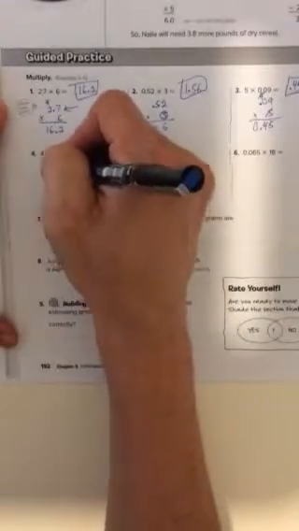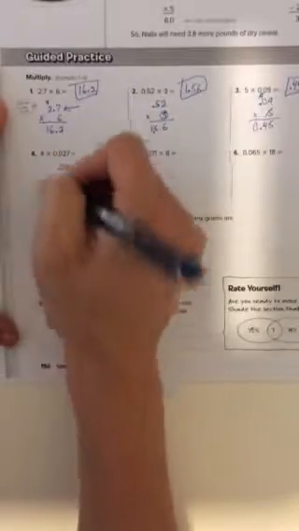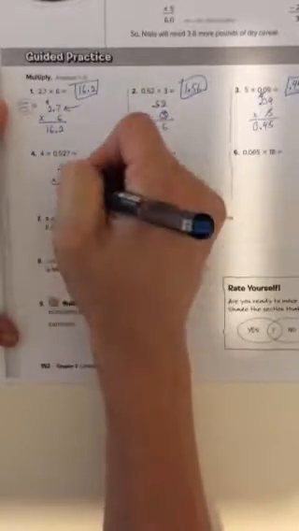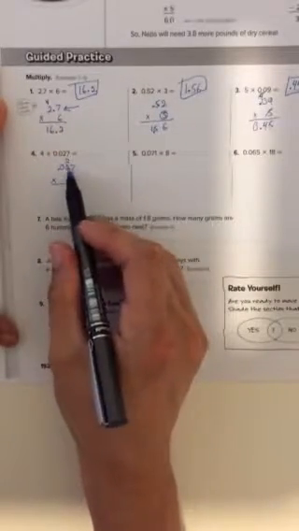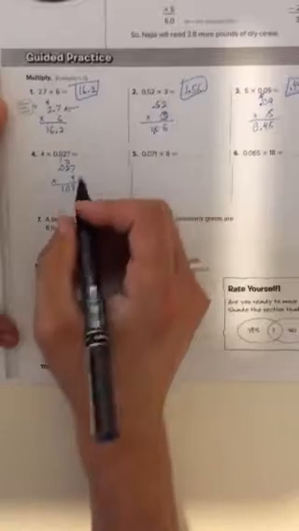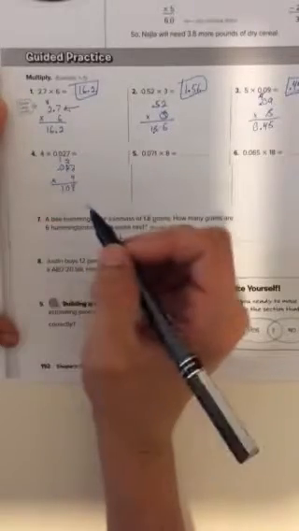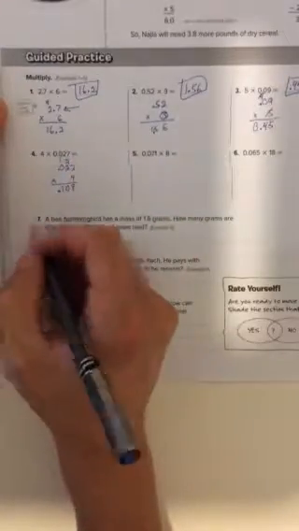Alright, here's another one. Look at this. 1, 2, 3 numbers behind the decimal place. So 0.027 times 4. 4 times 7 is 28. 4 times 2 is 8, 9, 10. 4 times 0 is 0 plus 1. 108. Now I have 1, 2, 3 numbers behind the decimal. So my answer is 0.108.